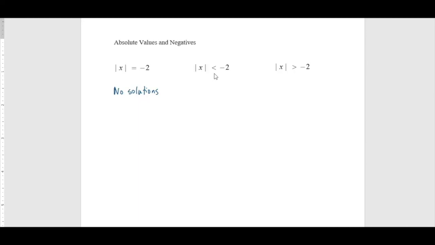If the absolute value were less than a negative number, then the absolute value would also have to be negative, which is impossible. So absolute value less than a negative number also has no solutions.